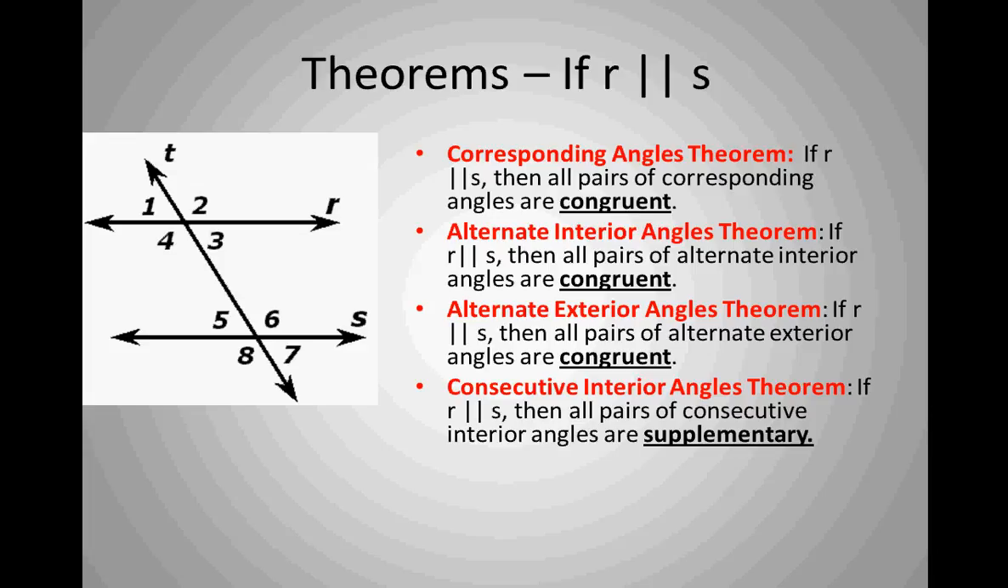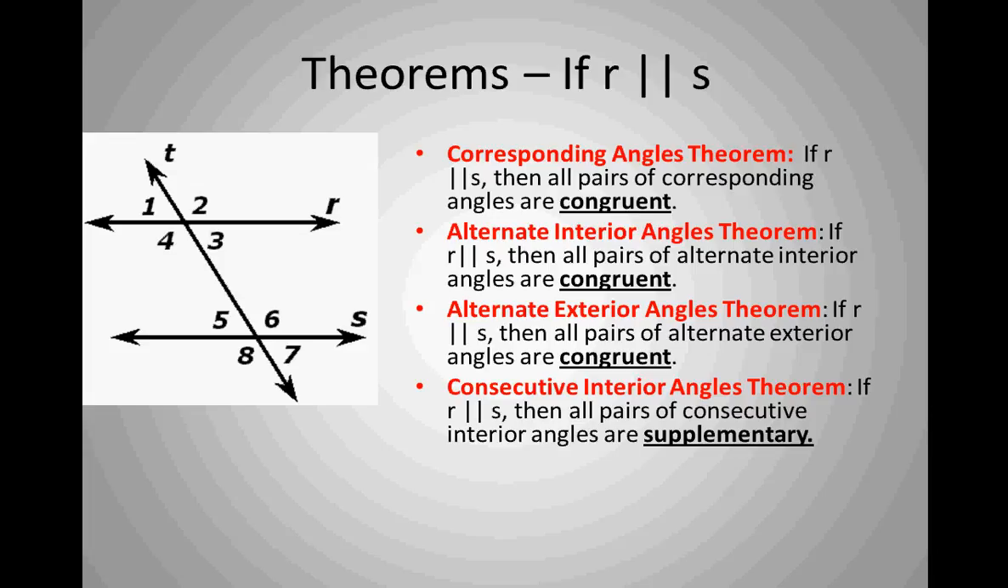The first of those theorems is called the corresponding angles theorem. It says that if lines R and S are parallel to each other, then every single pair of corresponding angles will be congruent. As a review, a pair of corresponding angles would be like angle 1 and angle 5, for example. They're both located in corresponding spots, the top left corner of their little groups of 4. Since lines R and S are parallel, they will be congruent to each other.